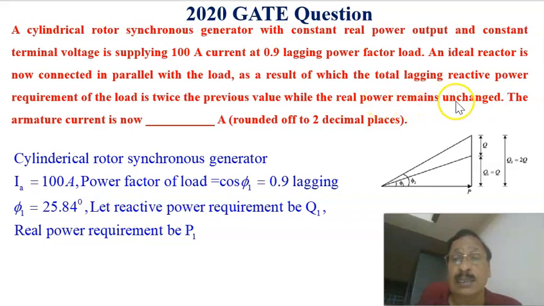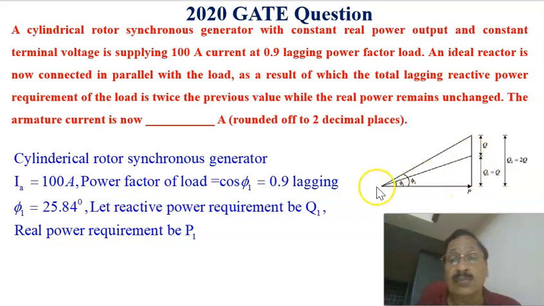Real power remaining unchanged. And the armature current in the second case, when a reactor is connected, what is the corresponding armature current? Previously it was 100 amperes. Now when a reactor is connected, that is supplying twice the reactive power, then what is the current? Round off to 2 decimal places.